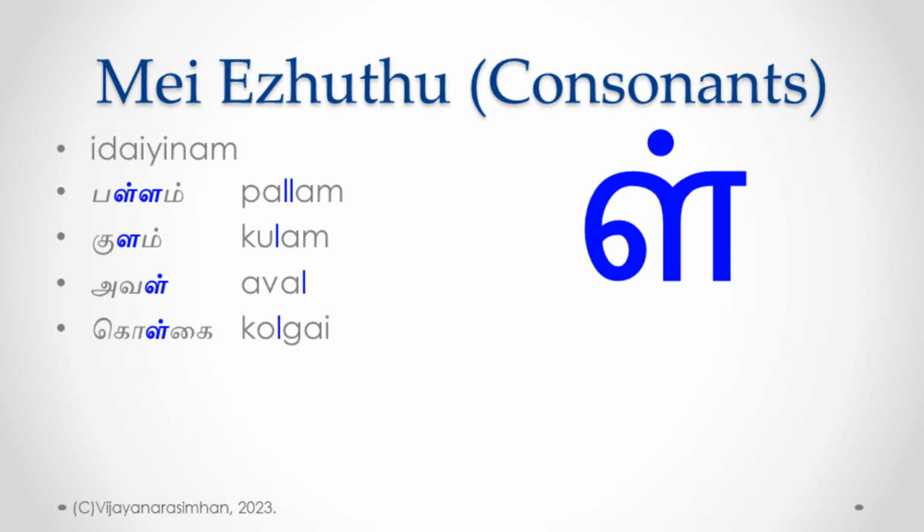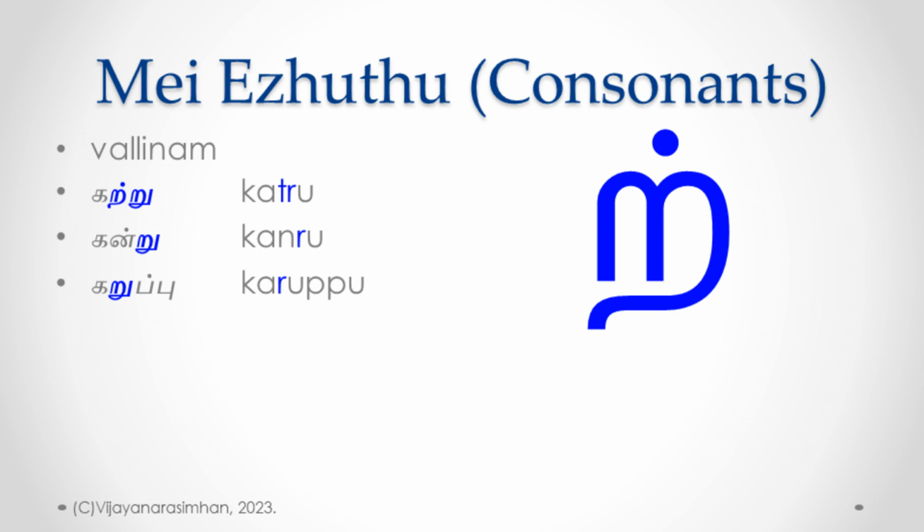You can notice again ka appears after this la also. So we had nalgu. Here we can also have kolgai. Once again la, special la for Tamil. La, pallam, kulam, aval, kolgai. And this is another hard consonant. So remember, 5 of the hard consonants and their counterpart soft consonants were kept before, and then we have the idaiyinam in between.